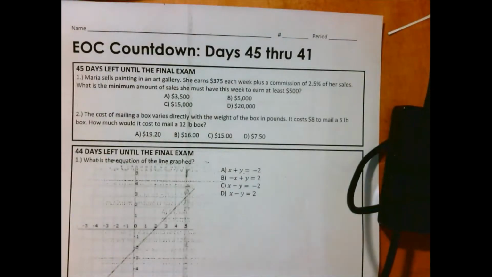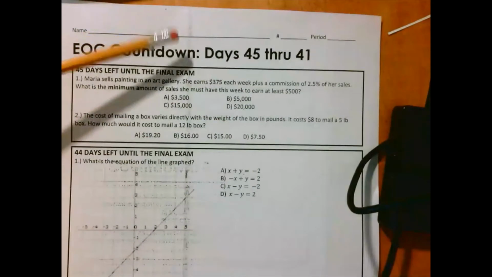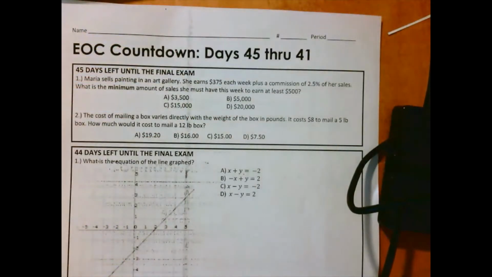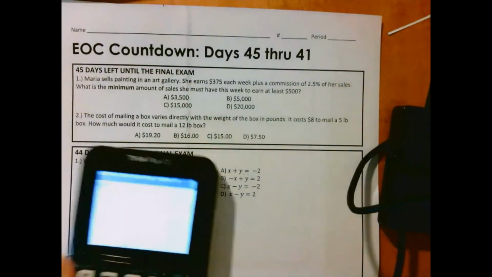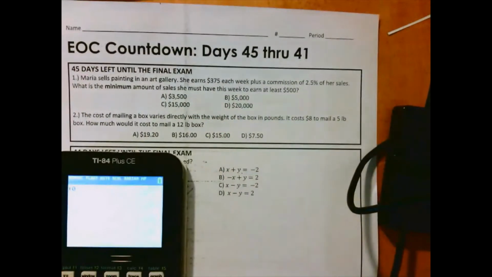Excuse my printer. It has this weird streak down it, but you should be able to read everything. And you have your own electronic copy or hard copy if you picked one up at the school or if it was emailed to you. So let's start with day 45.